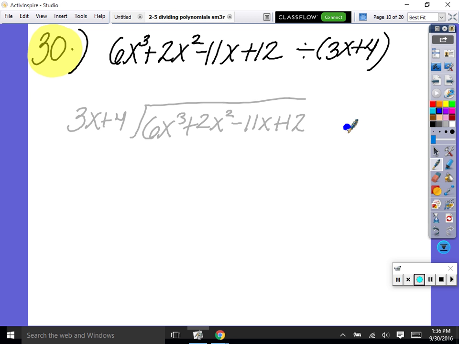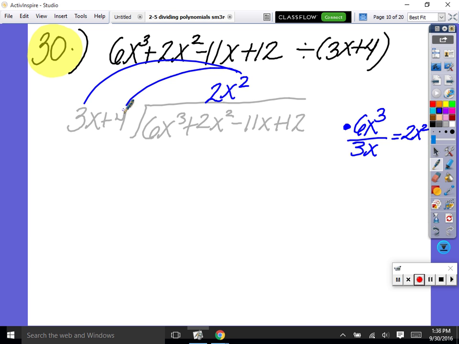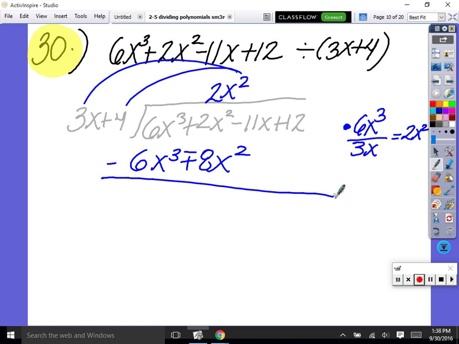So we focus on our leading terms. We have 6x cubed divided by 3x, we get 2x squared, right? That goes back up top, 2x squared. Then we multiply it back down. So that'll be 6x cubed and then plus 8x squared, correct? Then I have to remember to change the sign. Now we add straight down. 0, negative 6x squared. We still have a negative 11x, and then a 12.